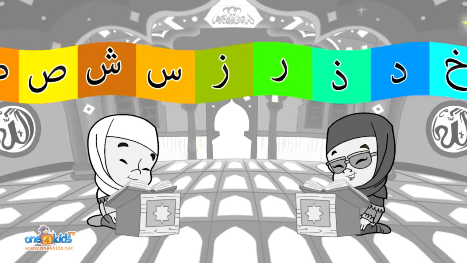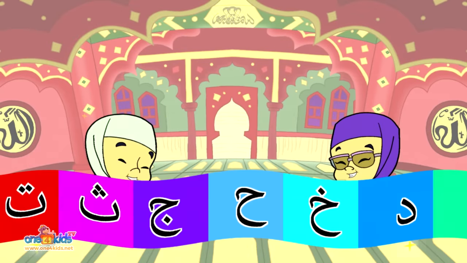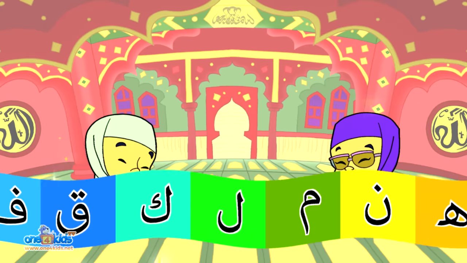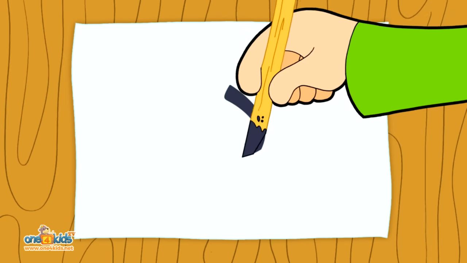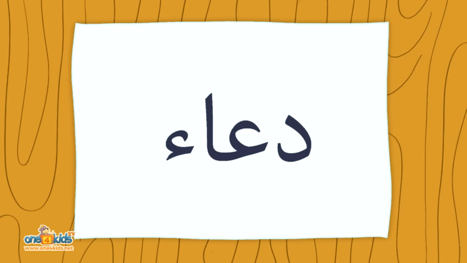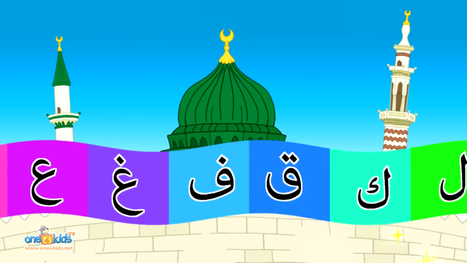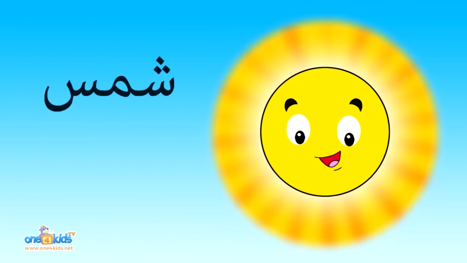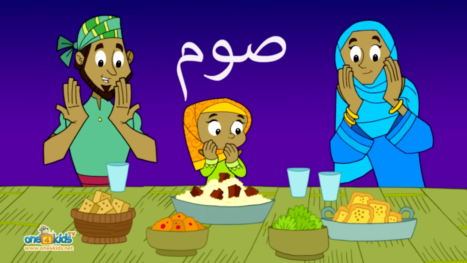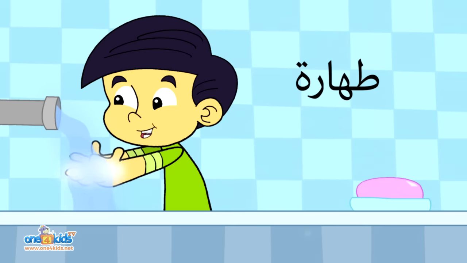We're learning the Arabic alphabet so we can read and learn Al-Quran, Al-Quran. The language of our beloved Muhammad, the last prophet sent from Allah. Shin is for Shams, and Sad is for Sabr. Dad is for Daif, and Ta for Tahara.